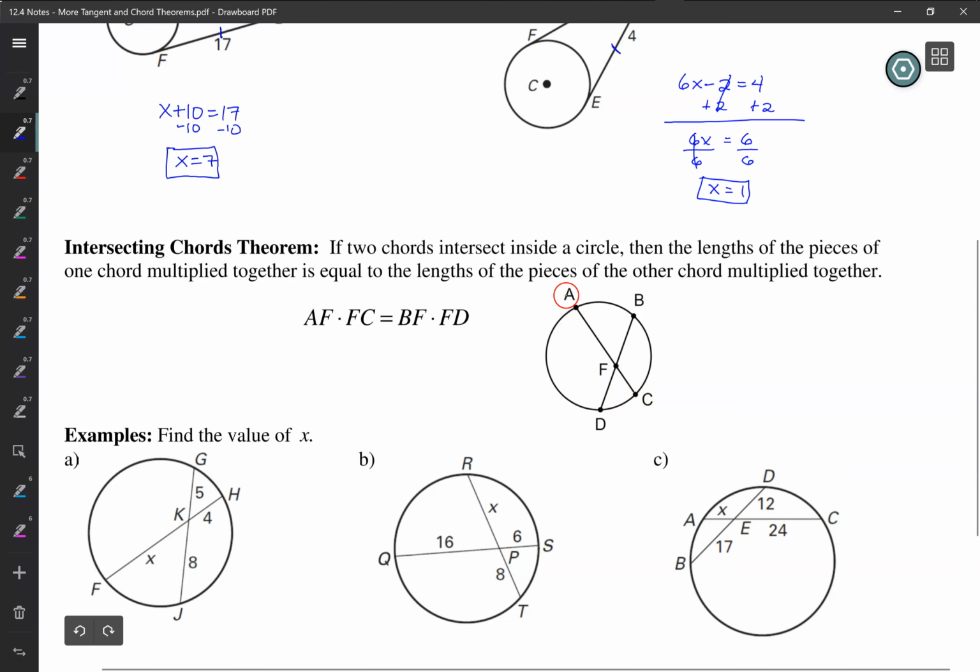And if you take those two pieces and multiply them together, AF times FC, that will equal the lengths of the two pieces of the other chord multiplied together. So you've got the whole chord right here. BF is one piece, FD is the other piece. So if you multiply BF times FD, that will equal AF times FC.